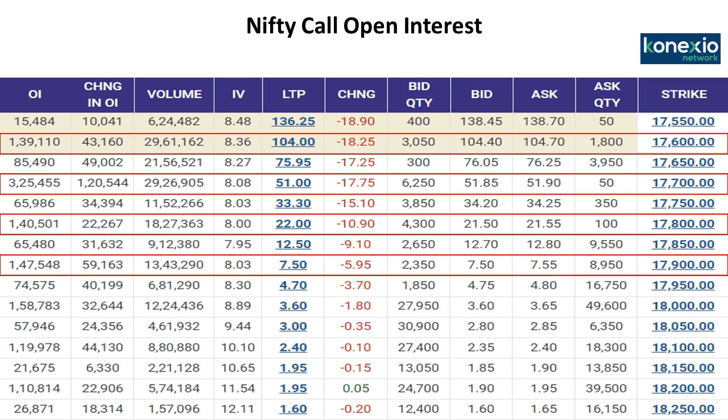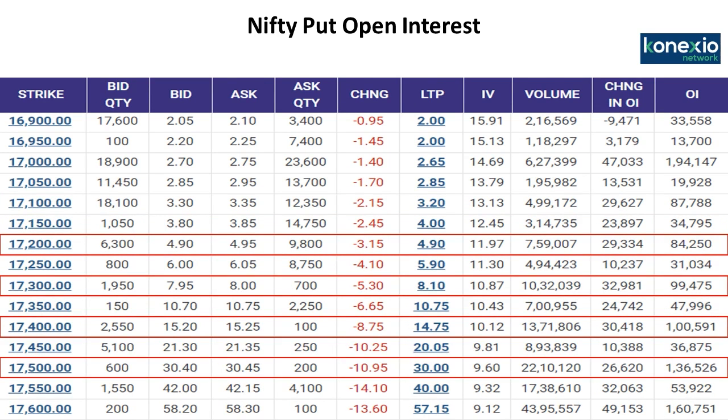So friends, now let us check out the Nifty put data. In Nifty puts, you can see the action was seen in the 17,500 puts, 17,400, 17,300 puts, and 17,200 puts. Here also you can see there has been a rise in open interest and a rise in volumes. Here also implied volatility is a little bit higher compared to calls.